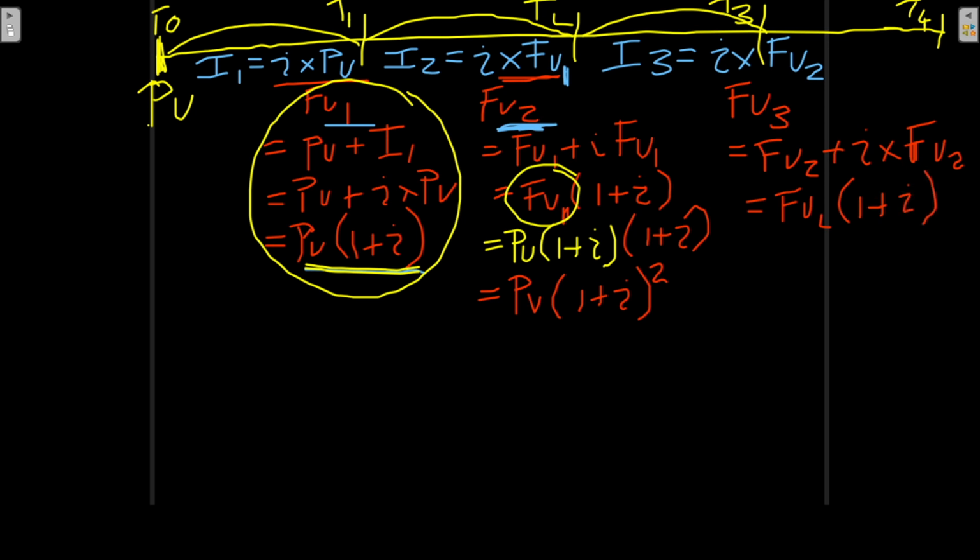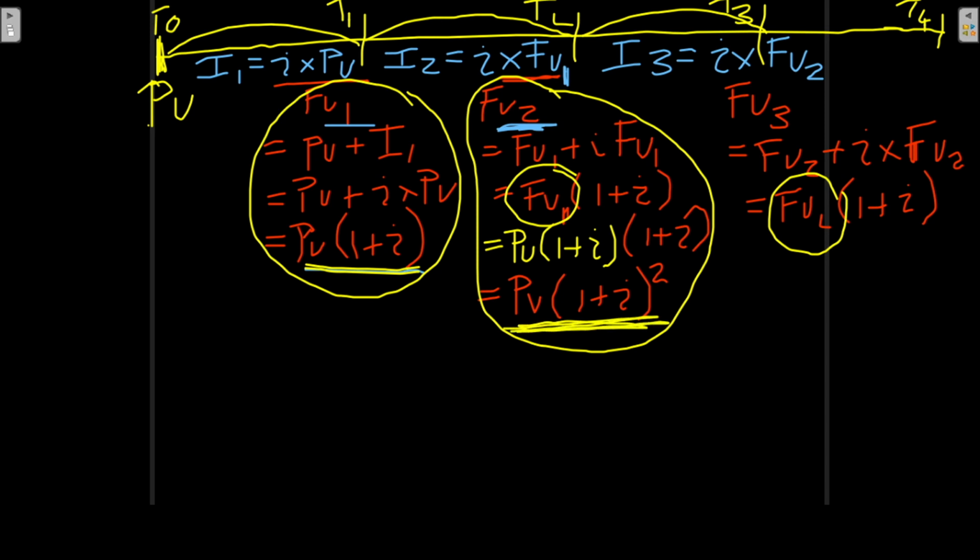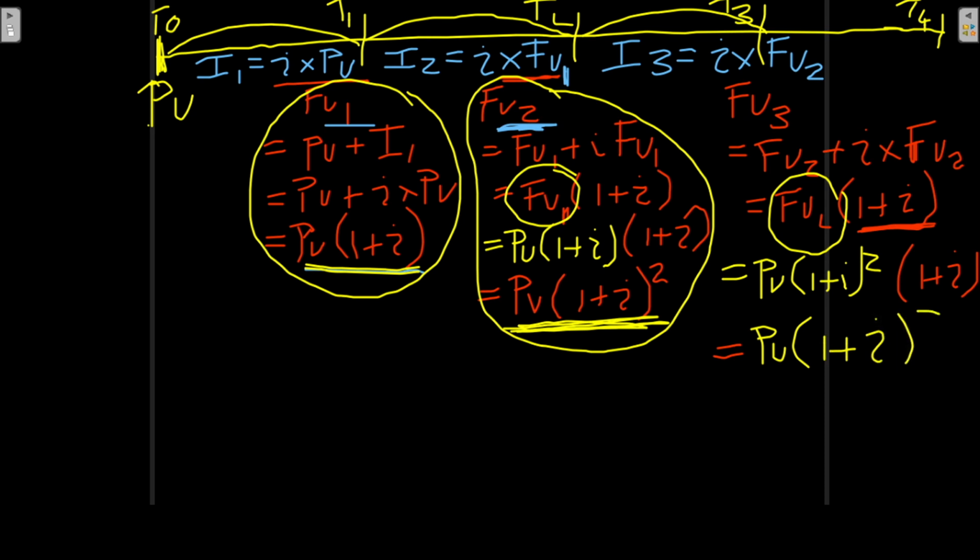And now again, I can substitute this future value 2 with what I've got here. So future value 2 is substituted with present value times 1 plus I squared. And then I still multiply it with the 1 plus I, this one here. So then I have present value times 1 plus I cubed. Okay, we don't have space to do it for time period 4, and we can continue in this fashion indefinitely.